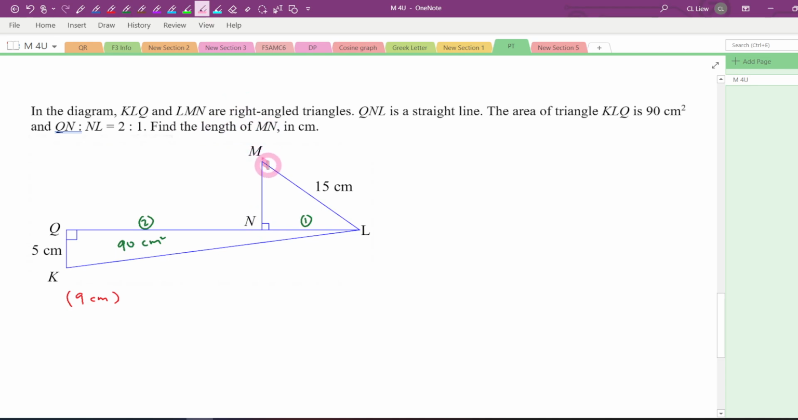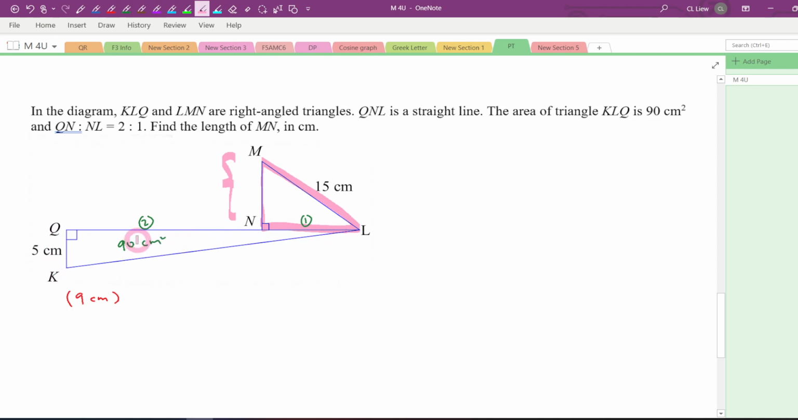So now here we have a right angle triangle. Right? So if you want to find the length of MN, ask yourself, is this short or long? Short, right? So that means we need to use minus, but the problem is we don't have the length of NL. So therefore we need to find the length of NL first. How do we find the length of NL? Given by the question, the area of this triangle is equal to this.